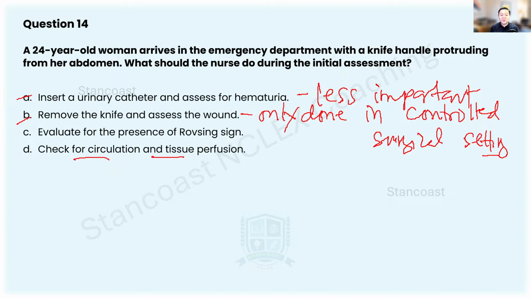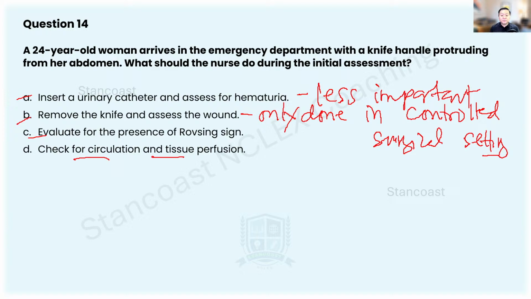Because of the possible injury to the body organs in the stomach or in the patient's abdomen, we need to at least establish some information regarding their blood pressure, their heart rate, and their O2 saturation, so we will know for sure if there is massive bleeding going on. Okay?